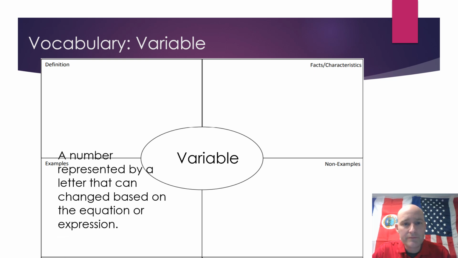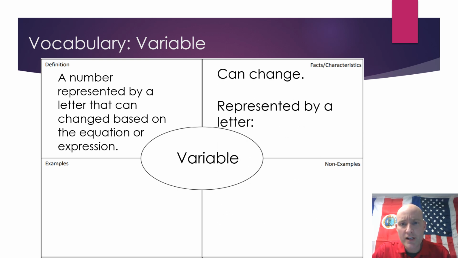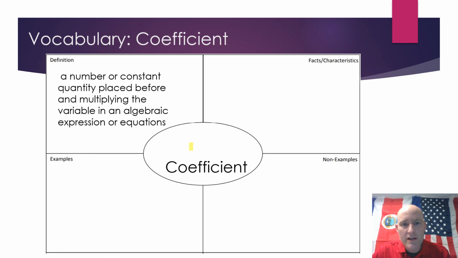Variables are a number represented by a letter that can be changed based on the equation or expression. Okay, it can change and it's represented by a letter. An example would be plus x, minus a. And in 3x plus 1, x is my variable. These are not variables.